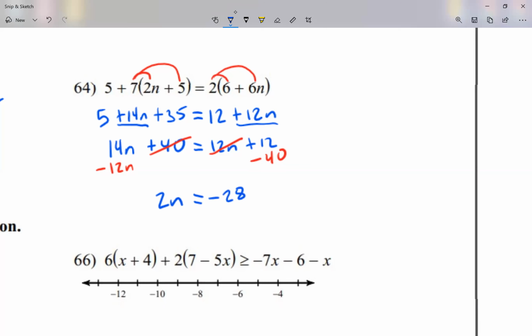Right? 40 minus 12 is 28. Keep the sign of the large one, so negative 28. Now to finish this, let me divide by the number in front of n. So I'm going to divide by 2. Negative 28 divided by 2 is negative 14. Again, this is the hardest it can get, and it's not that hard.